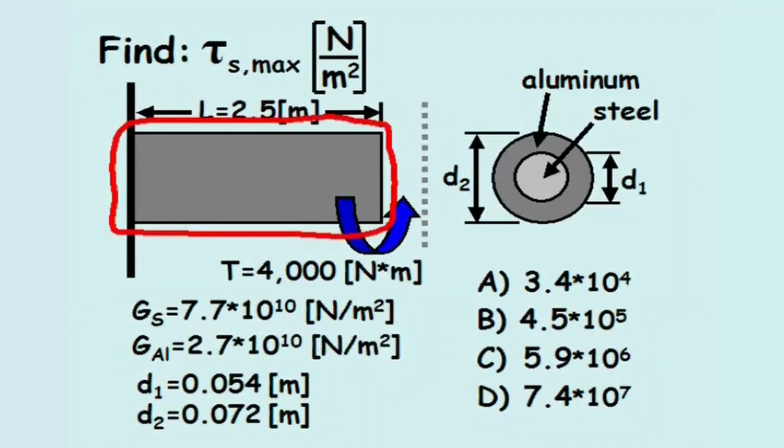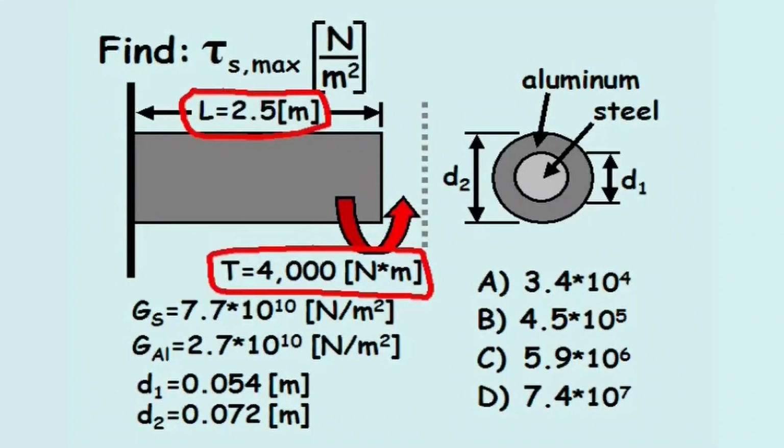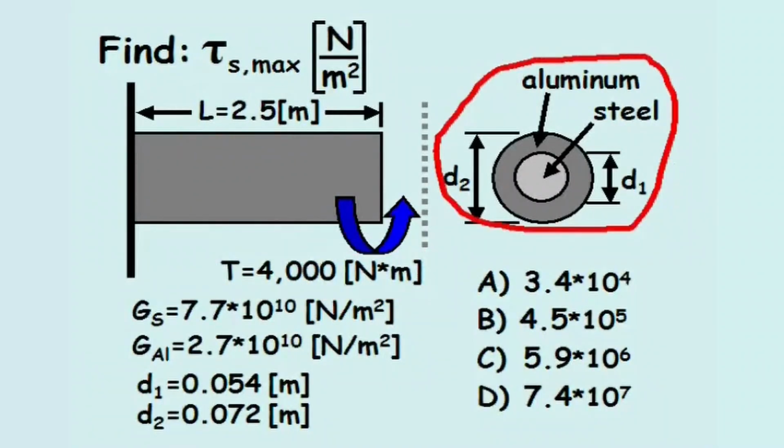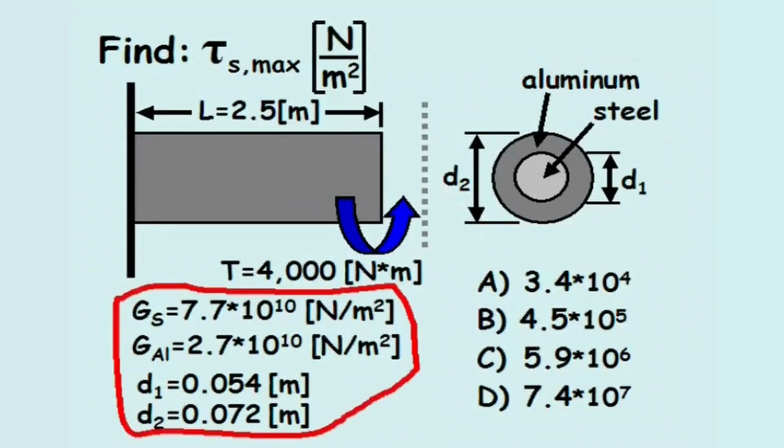In this problem, a cylindrical shaft is fixed to a wall at one end and free at the other end. The shaft is 2.5 meters long and experiences a torque at the free end of 4,000 Newton meters. The cross-section of the shaft shows the inside is composed of steel and the outside is composed of aluminum. And the diameters and shear moduli are provided.